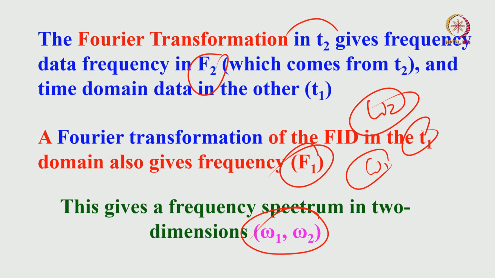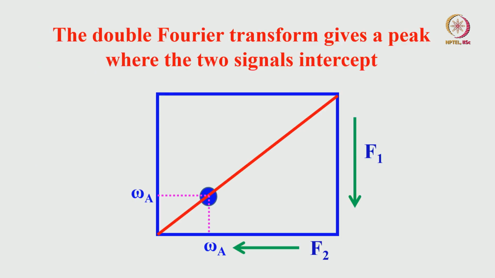Both dimensions give me a frequency spectrum. True, I am collecting the FID both in the T1 period and the T2 period, and doing the Fourier transformation in both, so I will get a frequency spectrum like this. Where does the peak come? The double Fourier transformation gives a peak where the 2 signals intersect like this. It comes exactly on the diagonal, because whatever was its frequency in the T1 period continues to remain the same in the T2 period also, because it is a single spin. There is no way it can interact with any other spin. So it has not given its magnetization to anything else. There is no transfer of magnetization.